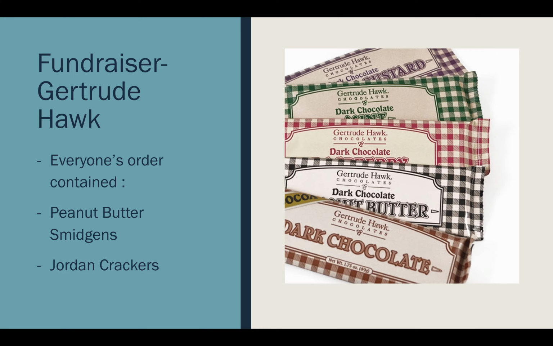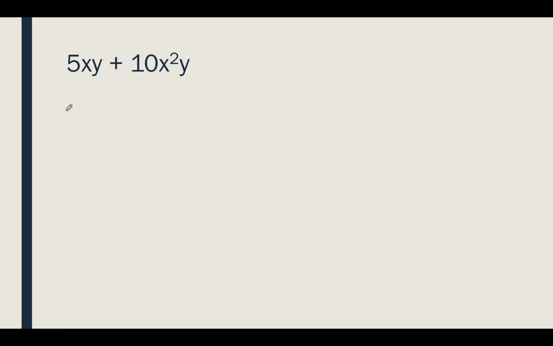Now we're going to look at a problem that would require you to do GCF factoring. We have 5xy plus 10x squared y. First thing I'm looking at is, what do these terms have in common? First I'm looking at the numbers, and I notice that 5 and 10 are both multiples of 5. So first thing I'm going to do is pull out the 5 in each term.